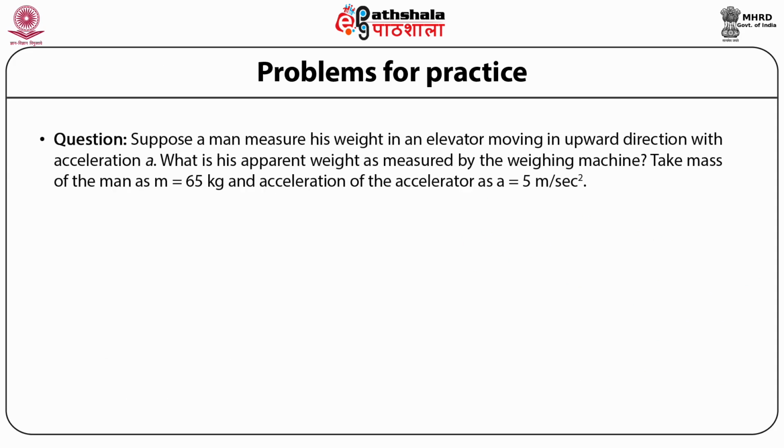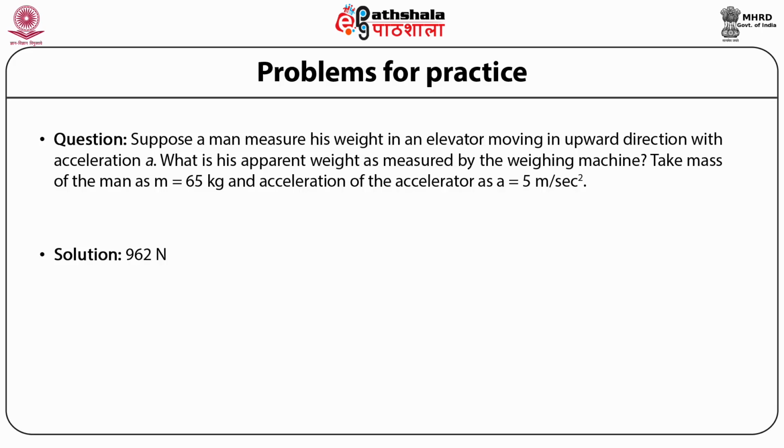In the first question, suppose a man measures his weight in an elevator moving in upward direction with acceleration a. What would be the apparent weight as measured by the weighing machine? Assume the mass of the man as m equals 65 kg and the acceleration of the elevator as a equals 5 meter per second square. So use the laws of motion to find out the answer, and the answer is 962 Newton.